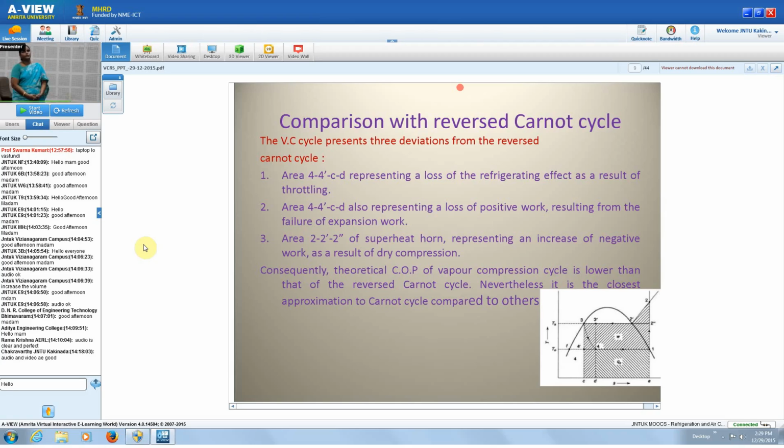Then the area 2 dash 2 double dash, that is the superheat horn, represents an increase in the work input to the compressor. That is also negative work, so more work is required. With this, the refrigerating effect is reduced and the work input is also increased in the vapor compression refrigeration system. So the COP of the vapor compression refrigeration cycle is always less than that of the reversed Carnot cycle.